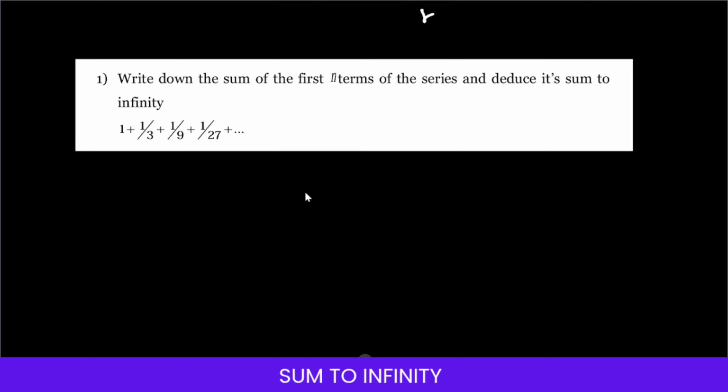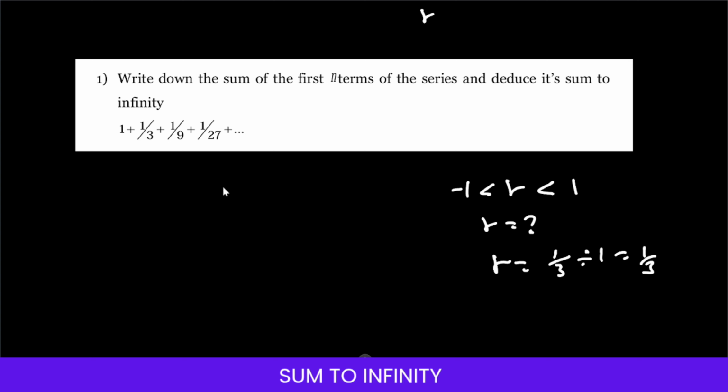So we have this question under the sum to infinity, okay? And we are saying that for us to be able to use the sum to infinity, the value of r should fall within negative 1 and 1. So first of all, we need to check the value of r. To find the value of r, we are going to take the value divided by the preceding one. So 1 on 3 divided by 1, and that will give us 1 on 3.